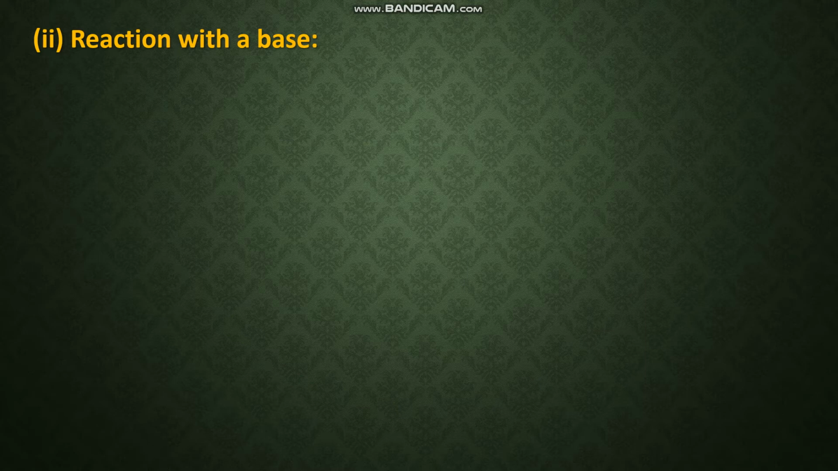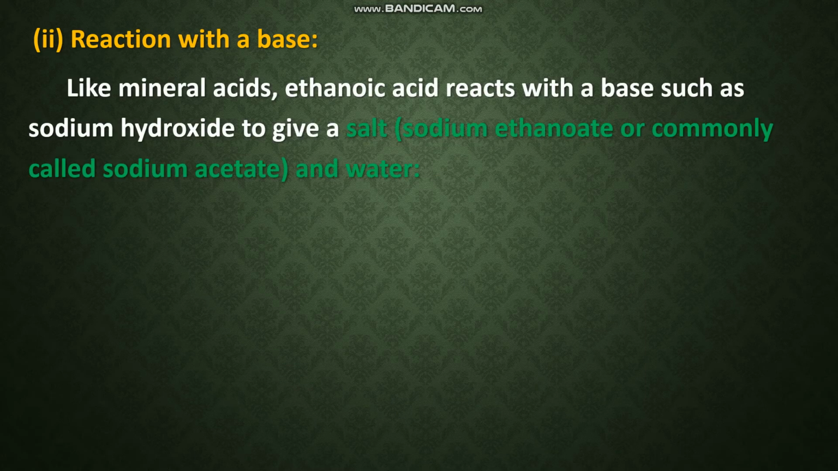Next, let us see another reaction, how the ethanoic acid reacts with a base. For example, as a base we have taken here sodium hydroxide. So how is it reacting with a base? Like mineral acids like hydrochloric acid, sulfuric acid, nitric acid, etc., ethanoic acid also reacts with a base like sodium hydroxide. So what are the products we are getting? We are getting a salt and water.